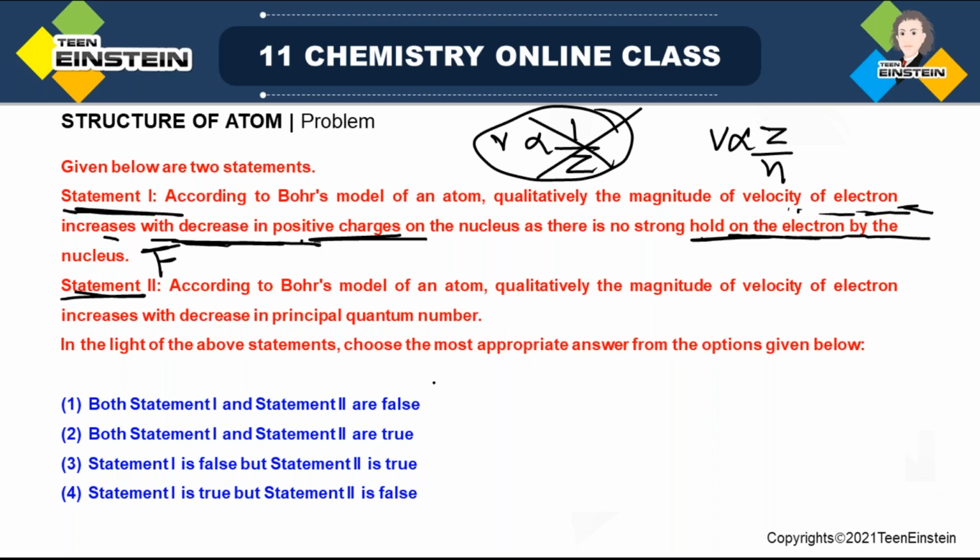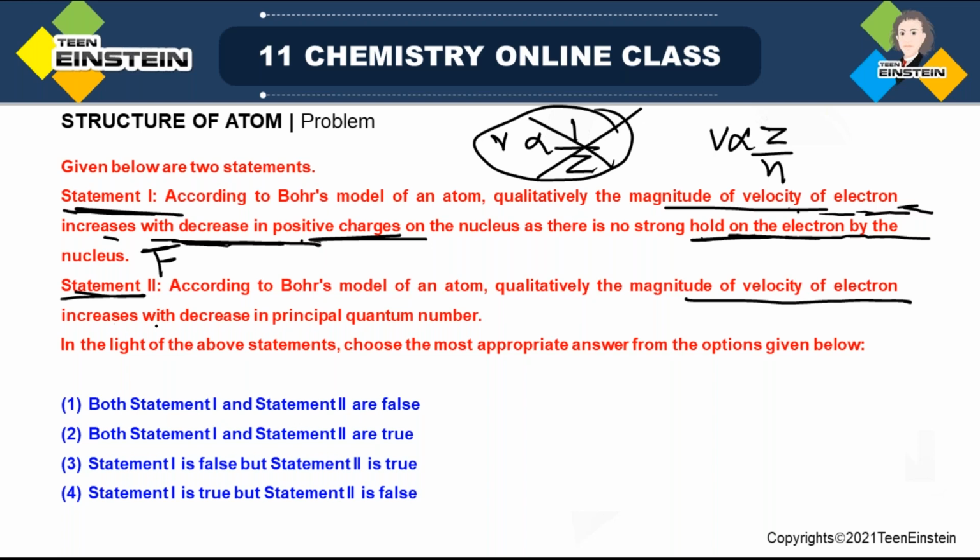Come to the second statement. According to Bohr's model of an atom, qualitatively the magnitude of velocity of electron. Again, we are talking about the magnitude of velocity of electron, as in the previous statement also. But in the previous statement, it is saying something about the relationship between velocity and Z. And in the second statement, it is talking about velocity of electron.